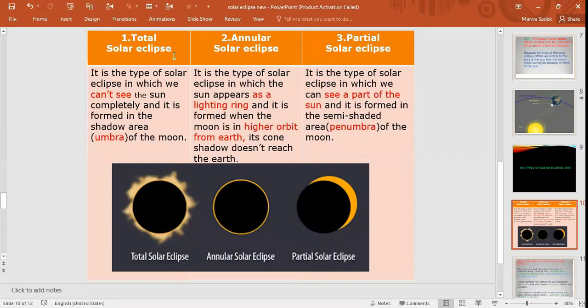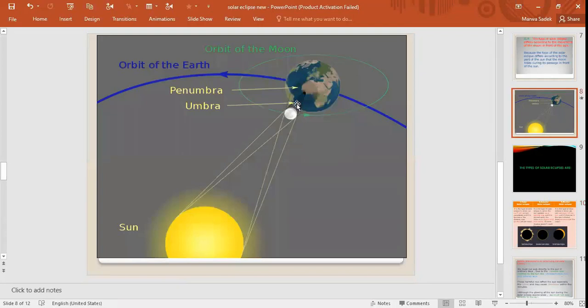Let's start with the total solar eclipse. This is the picture of the total solar eclipse. Here we can't see the sun completely because here is the moon. The moon blocks sunlight completely. Why? Because the total solar eclipse is formed in the umbra of the moon. So if we live in this part of the earth, total solar eclipse is formed and we can't see the sun completely.